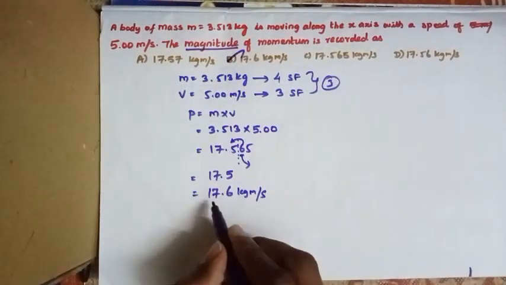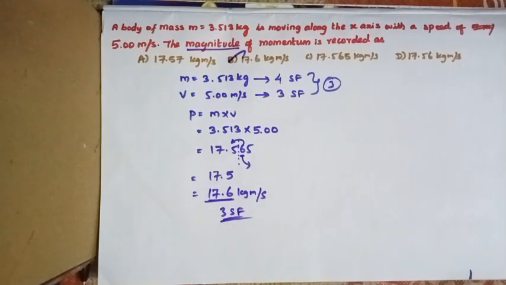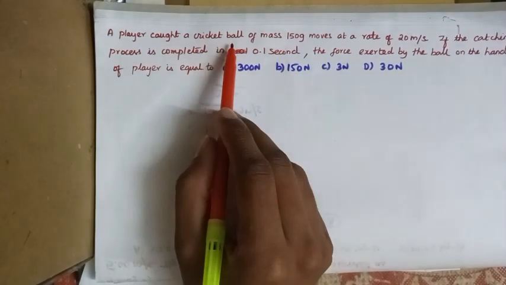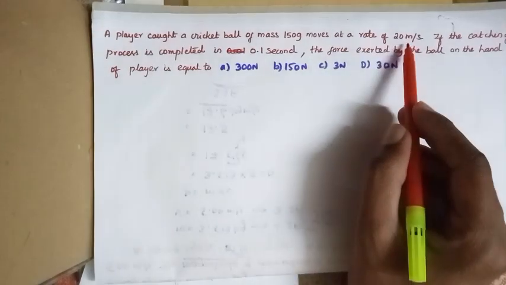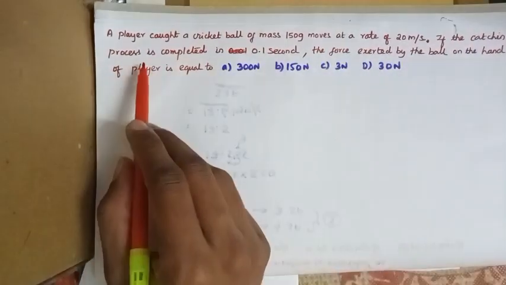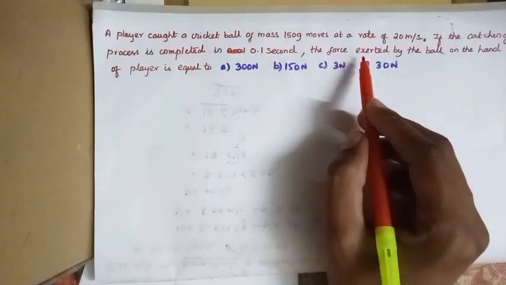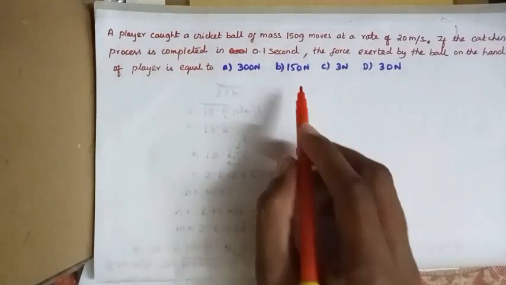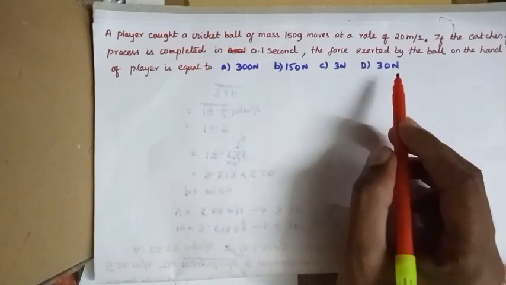Now this answer contains only 3 significant figures. Next question: a player caught a cricket ball of mass 150 gram moving at a rate of 20 meter per second. If the catching process is completed in 0.1 second, the force exerted by the ball on the hand of the player is equal to. Four options are given: 300 Newton, 150 Newton, 3 Newton and 30 Newton.